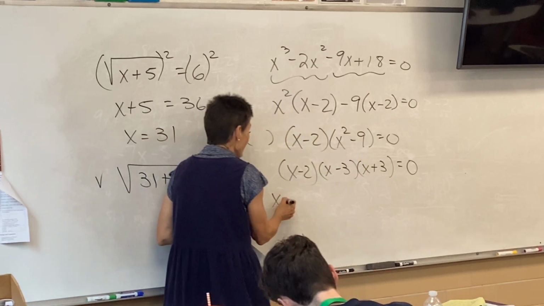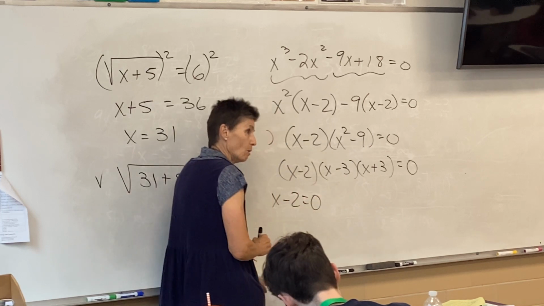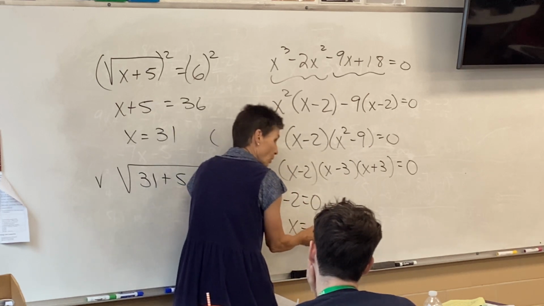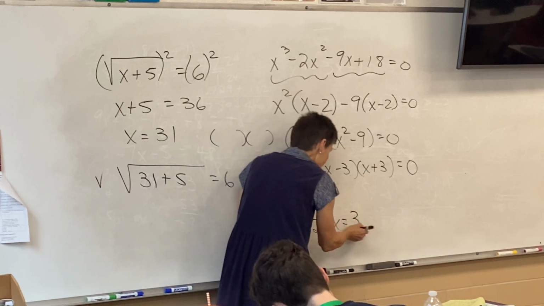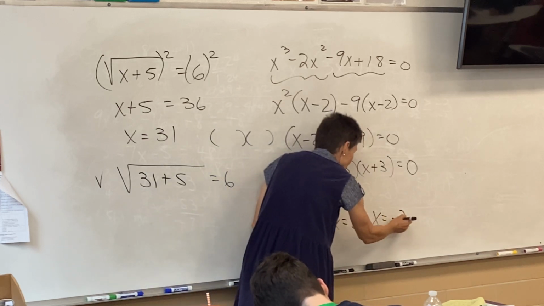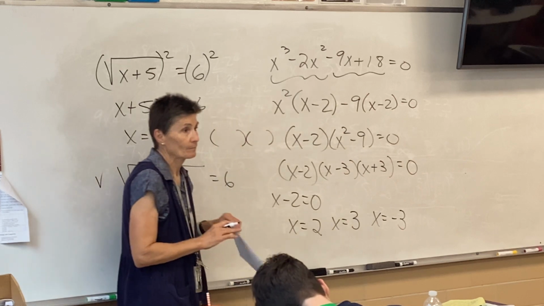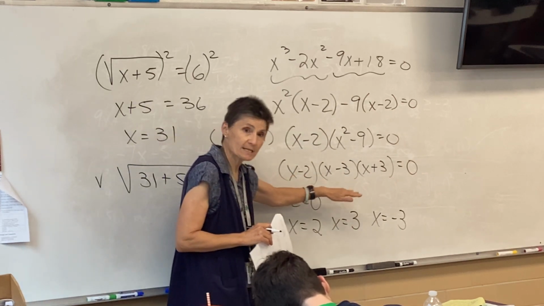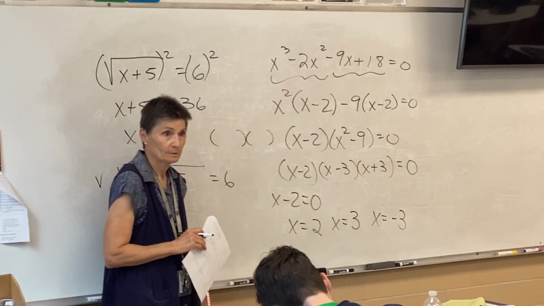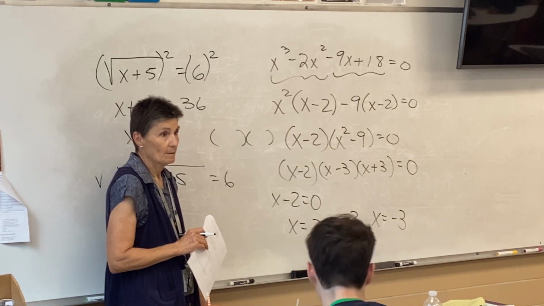So if x plus 2 equals 0, then x equals positive 2. x equals 3, and x equals negative 3. Set all your factors equal to 0.